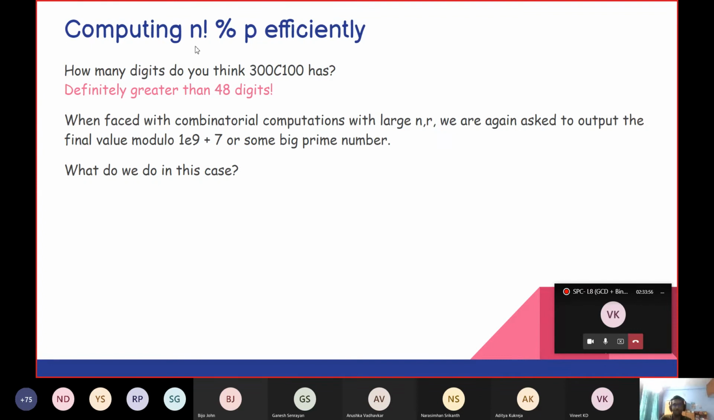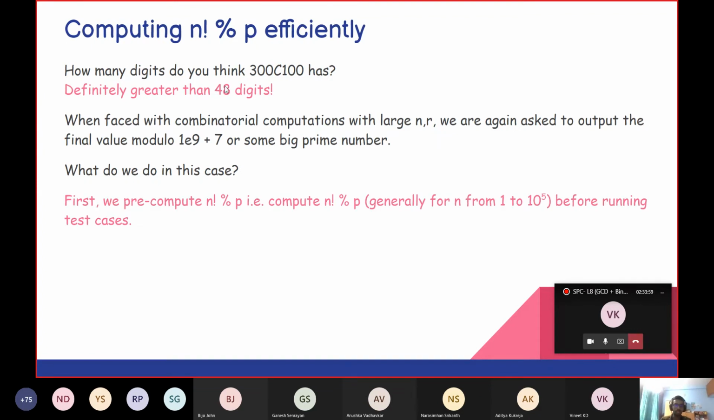Now, what do we do for finding n factorial percentage p? We pre-compute n factorial percentage p, from 1 to 10 power 5, before running our test cases. This is a general strategy, because when we have 10 power 5 test cases and all of them deal with 1000 factorial, I don't want to keep computing 1000 factorial every time. Instead, just before starting to get input, I will compute from 1 factorial to 1000 factorial, and whatever factorial you ask me, I will have the answer readily stored in an array. So we do this kind of pre-computation for factorial.